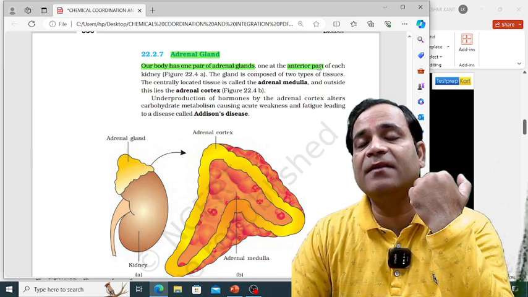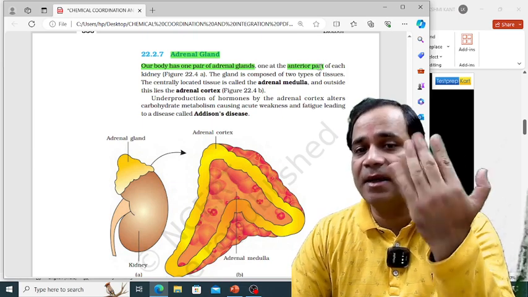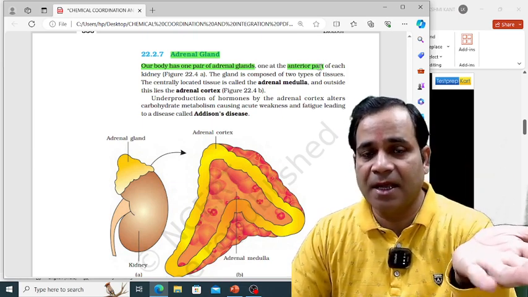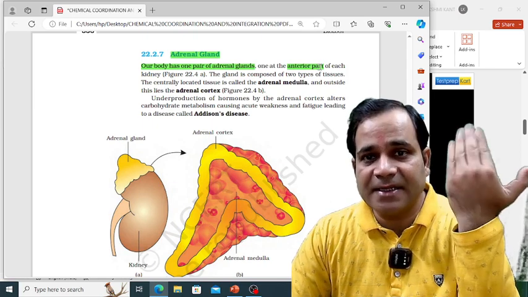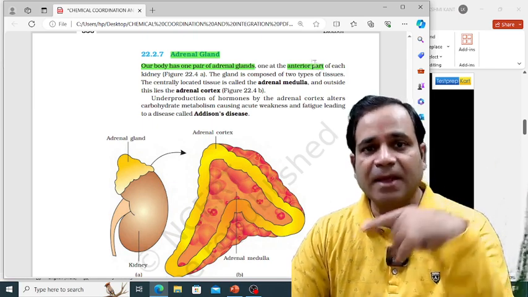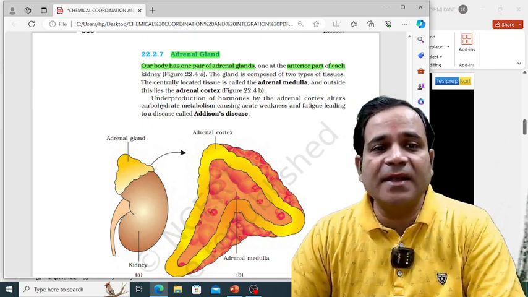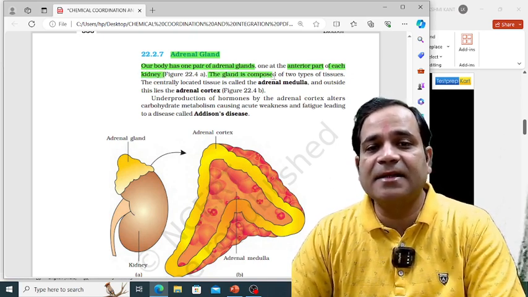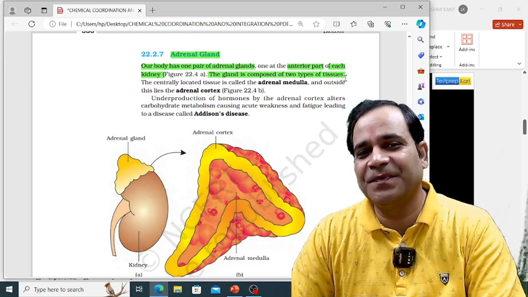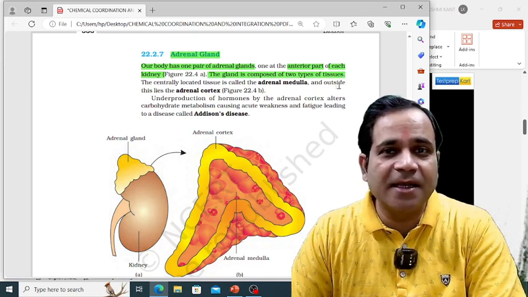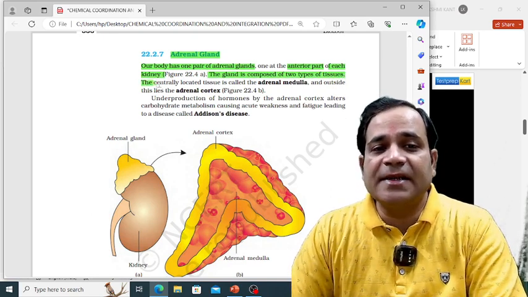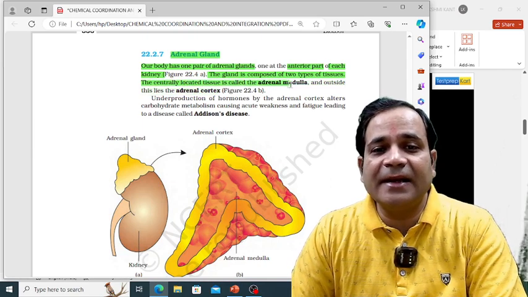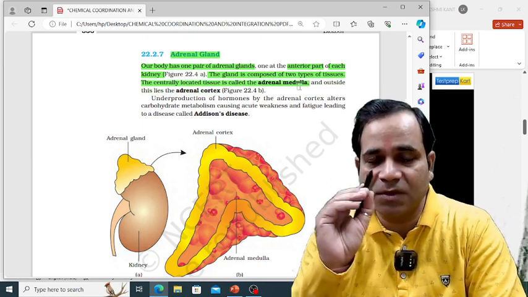Anterior is the front region part. If I say the posterior part, that is the back region part. Getting my point? So the anterior part of each kidney. The gland is composed of two types of tissue. What I'm saying, two types of tissue.